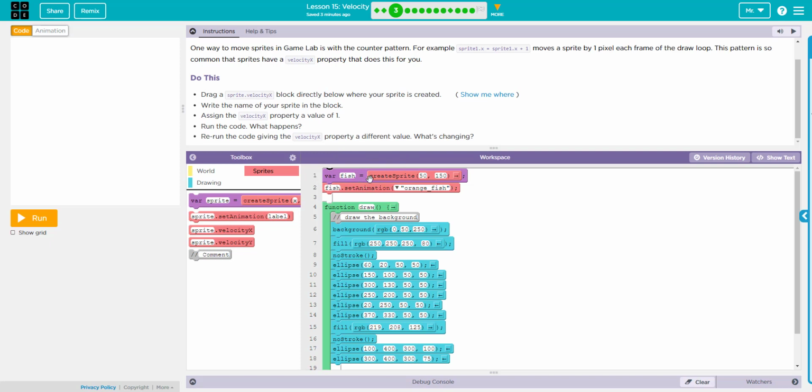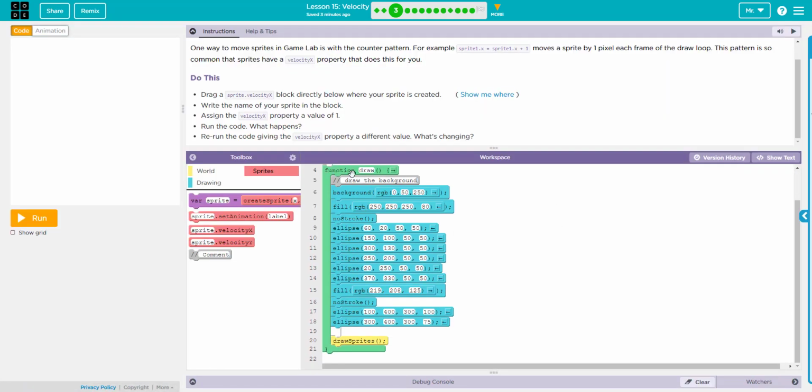We have a fish created at 50, 150, so 50 x, 150 y, so around here somewhere. It's going to be an orange fish, or whatever the animation for orange fish is. We have this draw function. We don't know the colors because I haven't even memorized the RGB. I don't think anyone really does. But we have a background, and we have a bunch of circles or ellipses.